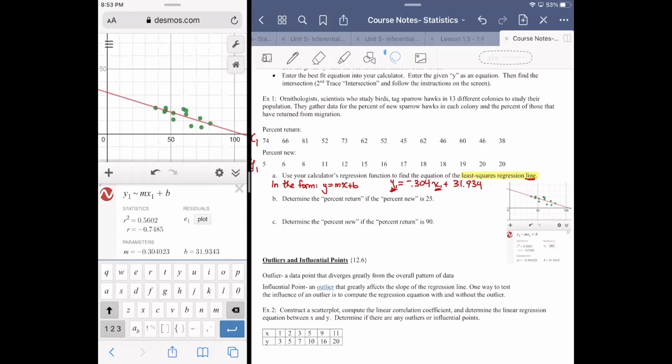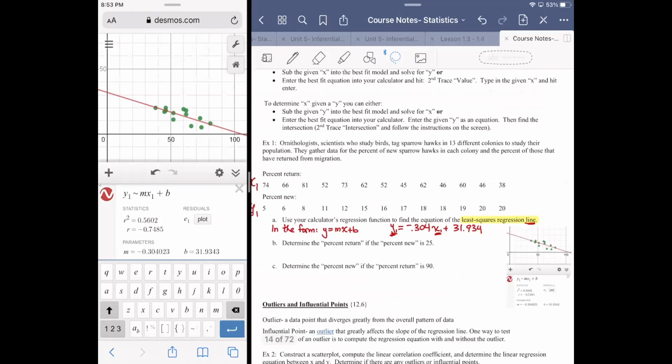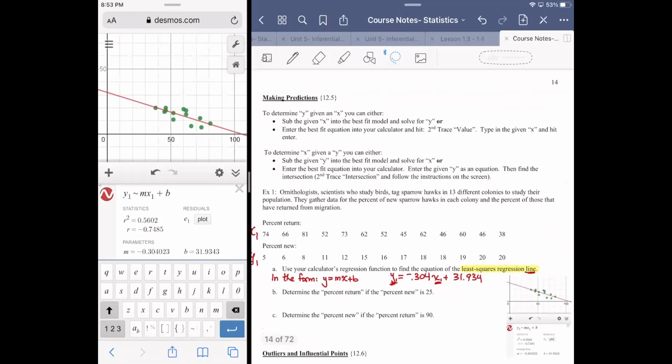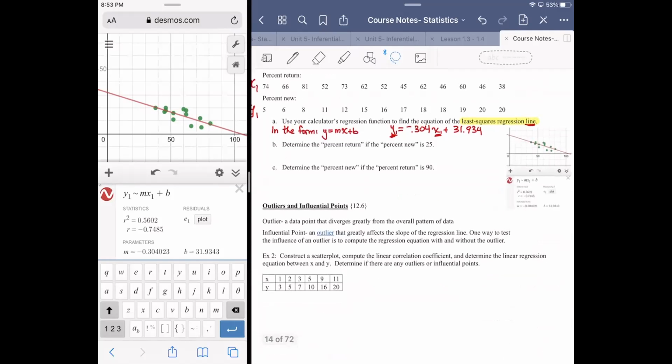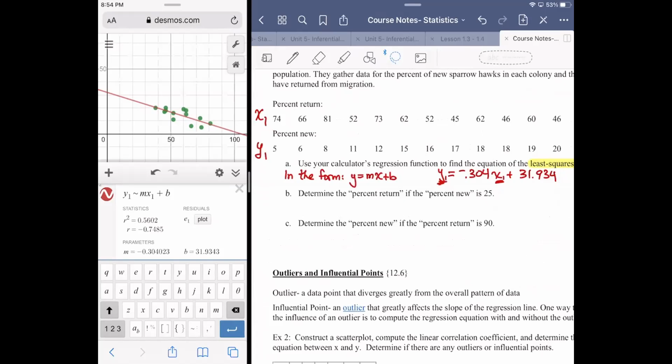Right? So now, I mentioned this before when I was talking about making predictions. I said I was going to gloss over that because we need an equation to work off in order for it to make sense. Well, now we have an equation. It's saying determine the percent return if the percent new is 25. So what that's asking me to do is, well, percent return is X1.